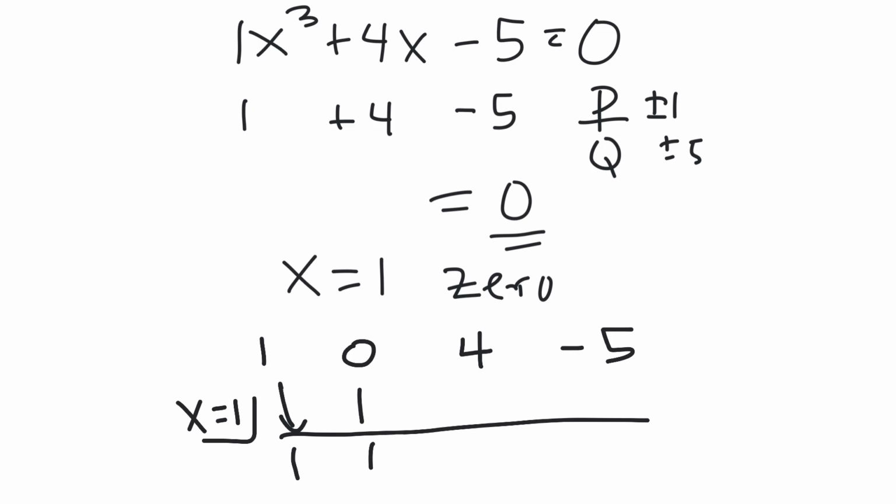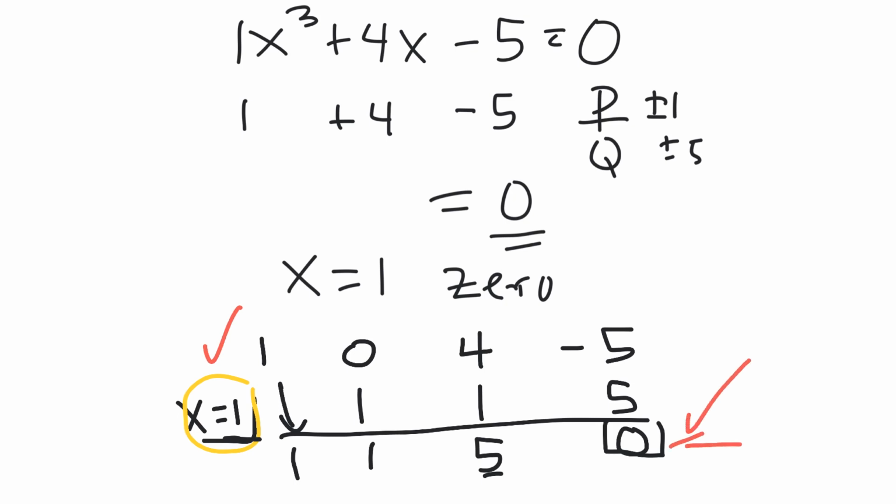Again, we multiply by 1, this is our multiplier here, so we multiply 1 times 1, you get 1, 4 plus 1 is 5, and then we multiply 1 times 5, and you get 5, and at this point you get 0, which means this is correct. That means x equals 1 is a 0, and that means that what we've done so far is correct. If you don't get a 0 here, then you made a mistake somewhere in this problem.